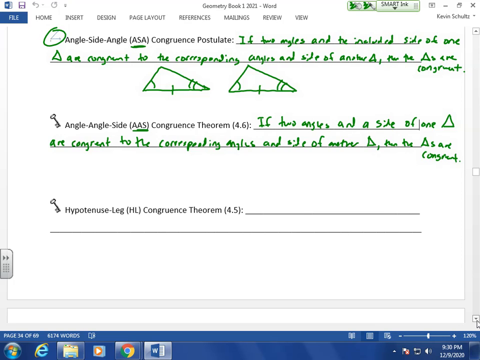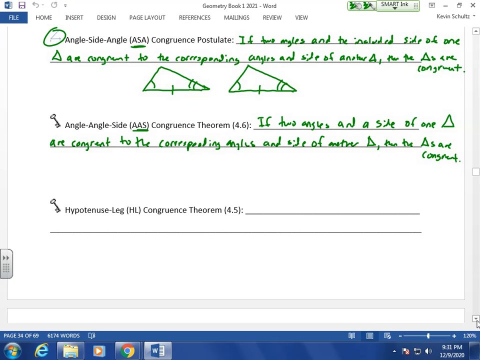So if you're looking at this and you're saying, oh, so really it doesn't matter if I have the included side or not, all I really need are two angles and one side, well, you're kind of right. It's just that if that side is the included side, you're using ASA, angle, side, angle. If that side's not included, you're using angle, angle, side, which seems like a minor difference, but again, when you're writing a proof, you've got to be very, very specific, okay? And if you prove a triangle is congruent using two angles and a side that's not included, but you write ASA instead of AAS, you're wrong, okay?